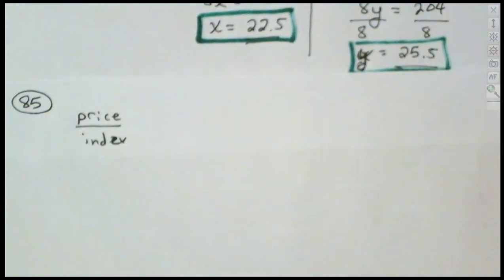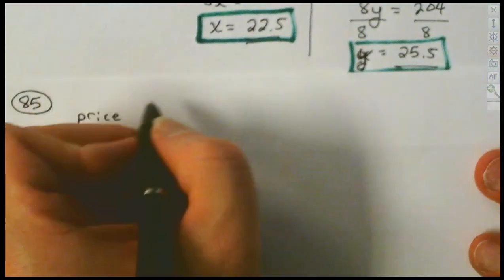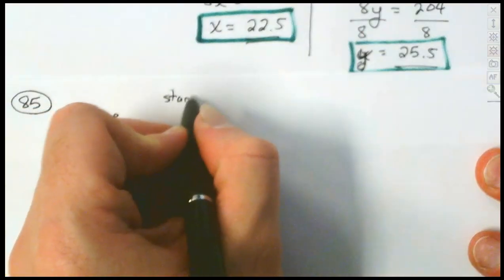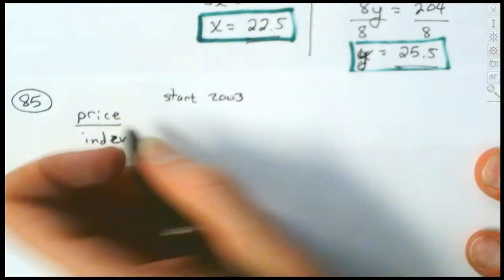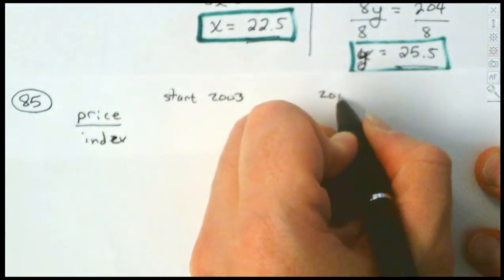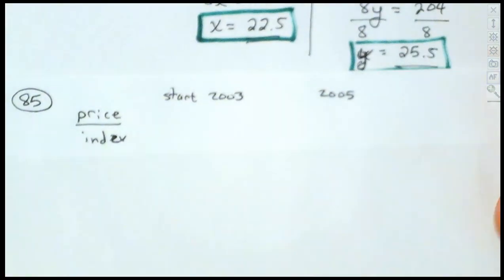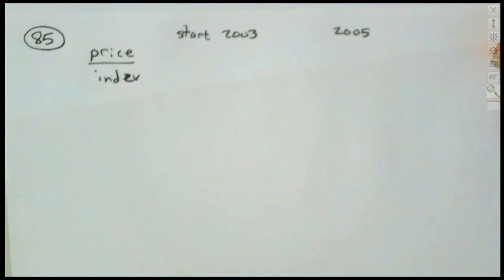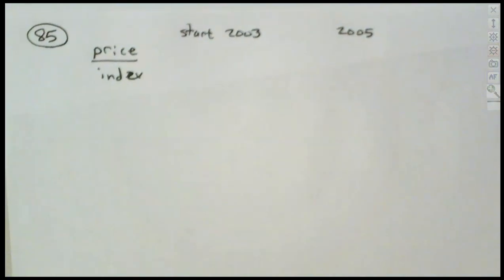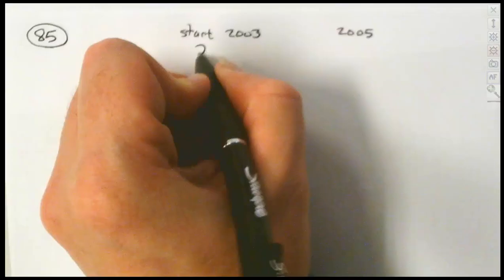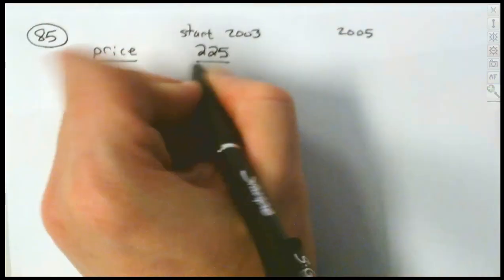So this is what we've got to start with. We're going to start with 2003, and we want to end with that price in 2005. So what do we know? Well, how much did that electric bill cost in 2003? In 2003, my electric bill ran $225.